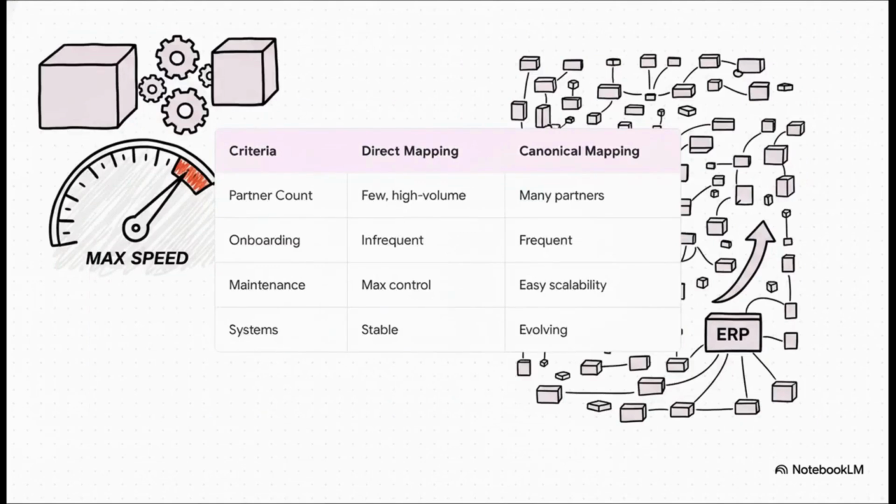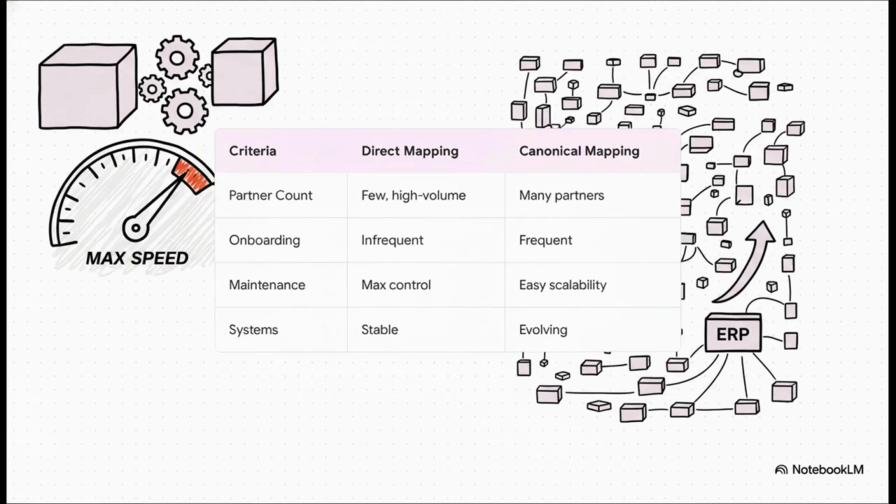So how do you choose? Well, this chart lays it out pretty clearly. You'll want to go with direct mapping if you've only got a handful of really high-volume partners and your own systems are pretty stable. But if you're dealing with dozens, maybe even hundreds of partners and you're always adding new ones, then canonical is your friend. It's just so much easier to scale.